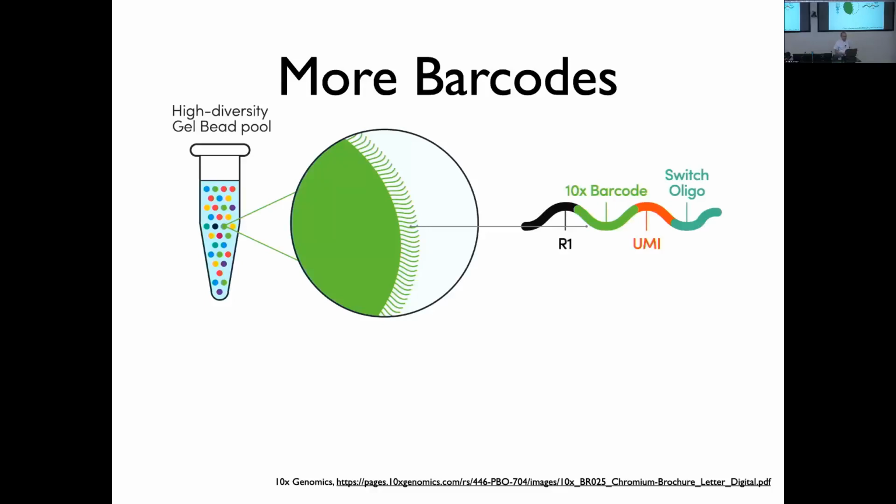What I wanted to point out is that across all the beads, the R1 part and the switch oligo are identical. Each bead is going to have a unique 10x barcode. And then each oligonucleotide within a given bead is going to have a different, random UMI. So within a given bead, the cell barcode is identical, but there are at least millions of different UMIs on each bead.